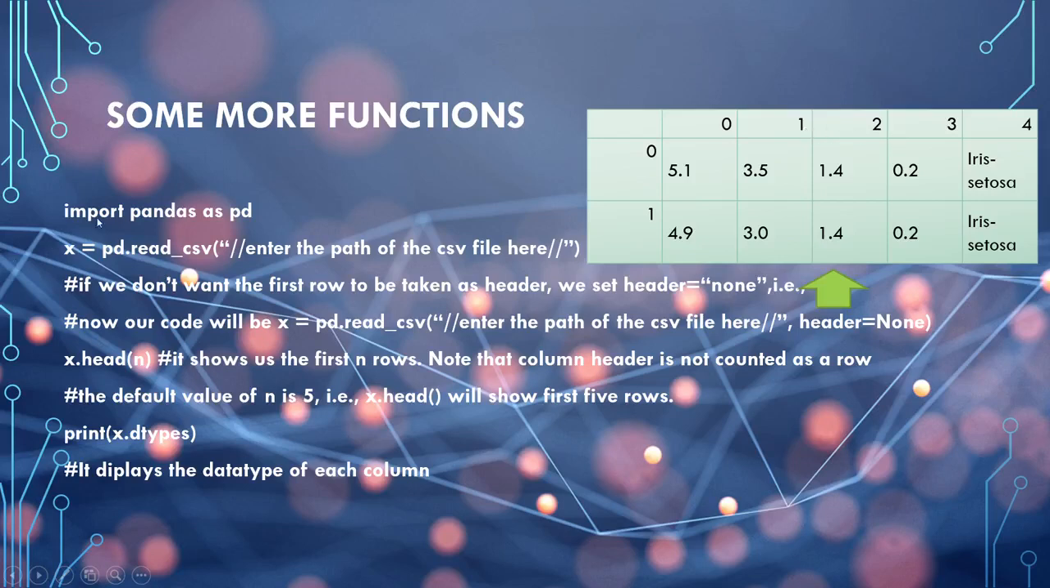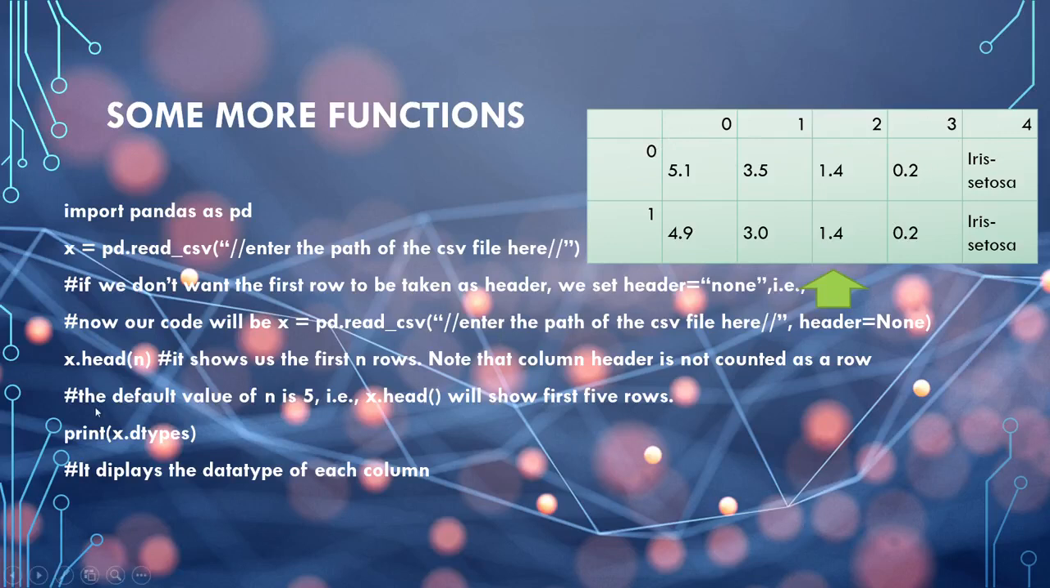We can simply import pandas as pd and then we can write the file path as we do. Now if we don't want the first row to be taken as the header, we set header equals to None. That is, our code will now be x equal to pandas read underscore csv, enter the path of the CSV file here, comma, header equals to None. We need to set it, and then we will get the default numbered header as row header and column header.